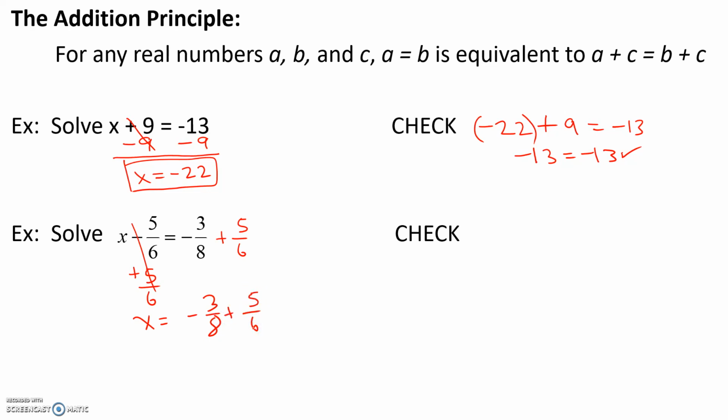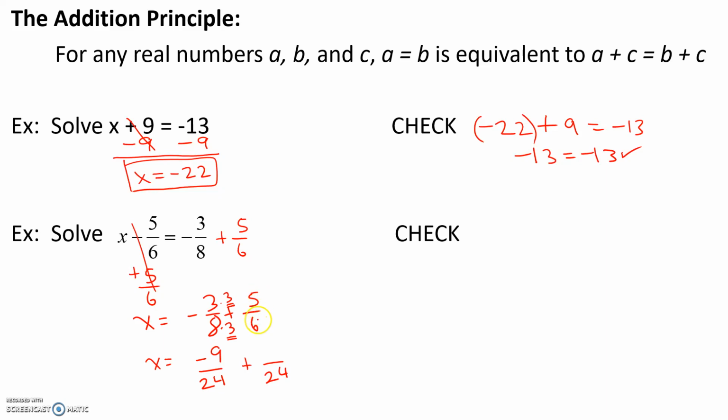Keep in mind, when we add or subtract fractions, we need to have a common denominator. The least common denominator is the lowest number that 8 and 6 can both go into. Since 8 and 6 can both go into 24, our least common denominator will be 24. In order to rewrite negative 3 over 8 using a denominator of 24, we would multiply the 8 by 3, and therefore we would multiply the 3 by 3. And that will give you negative 9 over 24.